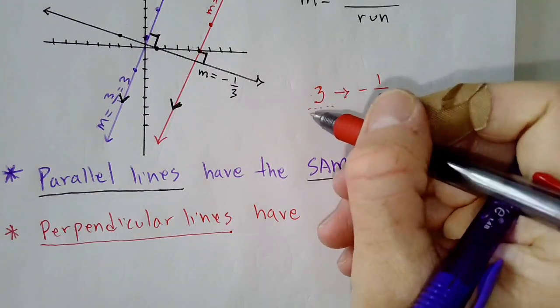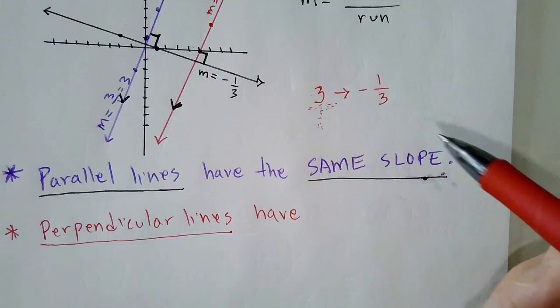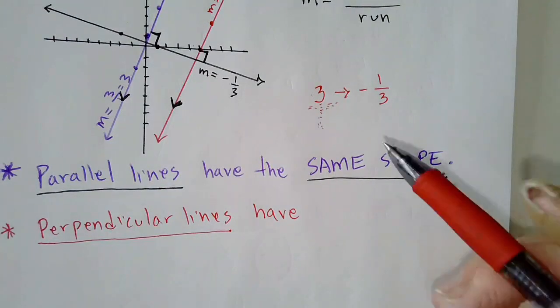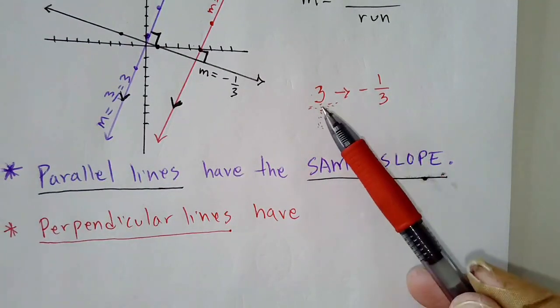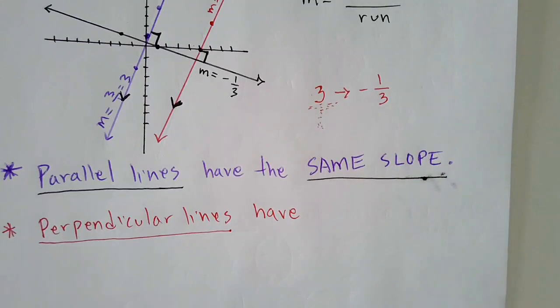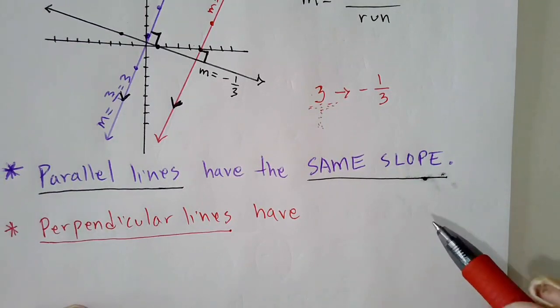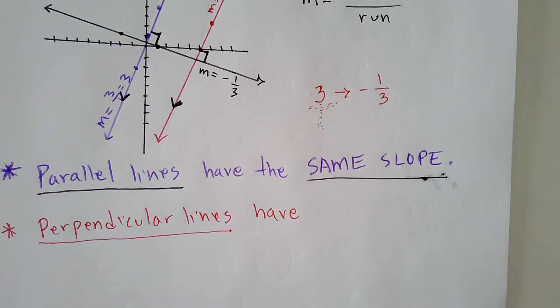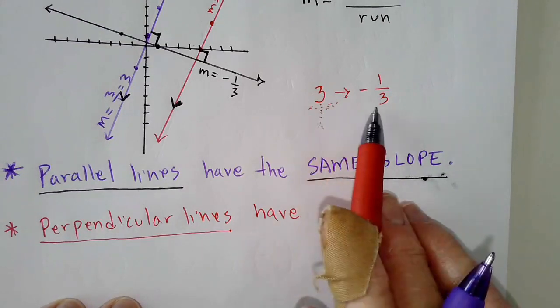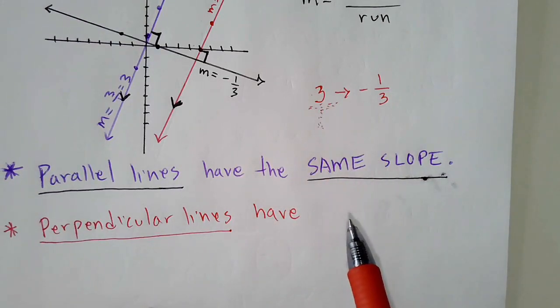So if I wanted to make 3 into a fraction, I just put it over 1. And then I flipped the fraction as well. So I did two things to this. I flipped the fraction and made it negative. So what I call that when I flip the fraction is the reciprocal. And then when I switch the sign, I call that negative.